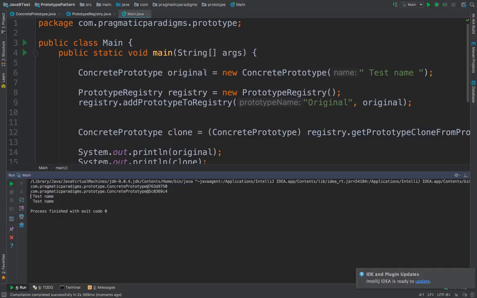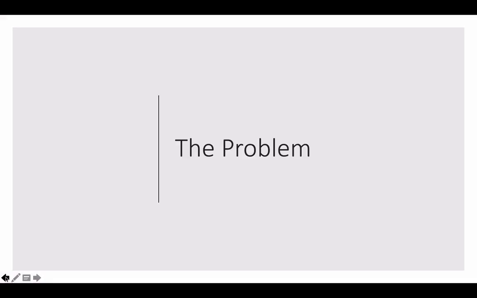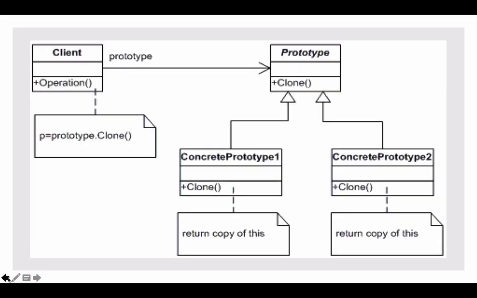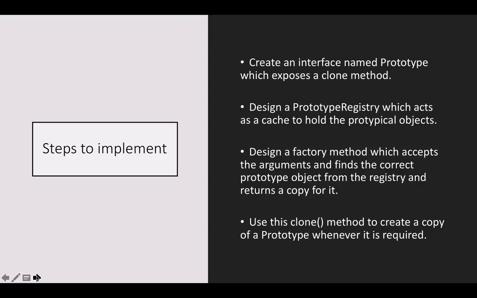Alright guys, so this is what the prototype pattern means. We have discussed how to implement it, we have discussed the problem it is trying to solve, and we have looked at the UML diagram and also the definition. So once again, prototype pattern is a creational design pattern that lets you produce new objects by copying existing ones without compromising their internals. And if you want to implement one, all you need to do is follow these 4 steps and you are good to go.